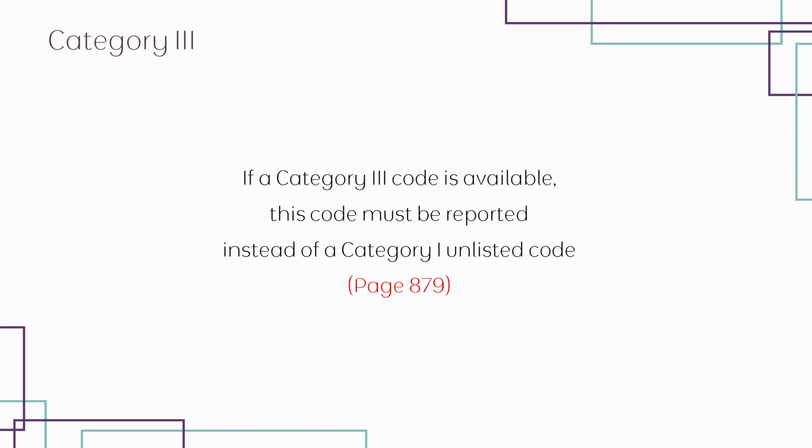If a Category 3 code exists for a particular service or procedure, you are required to report that Category 3 code rather than using an unlisted procedure code from Category 1. Unlisted codes should only be used when there is no specific code, including a Category 3 code, that exists to describe the service that is provided.